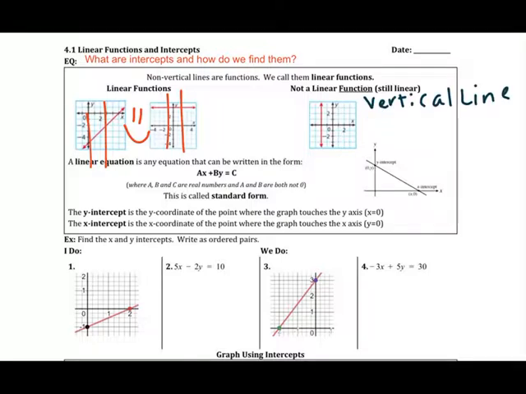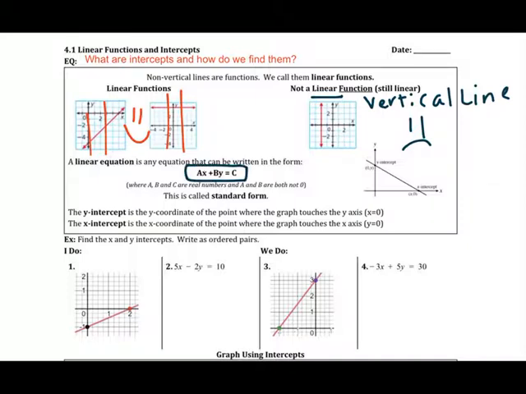A vertical line does not pass the vertical line test because if I drew a vertical line right here, it's crossing everywhere. So this is still a line, obviously, but it's not a function. So not a linear function if it's a vertical line. Still linear, however. Linear is just a real fancy way to say line. The word line, in fact, is in the word linear. A linear equation is in standard form.